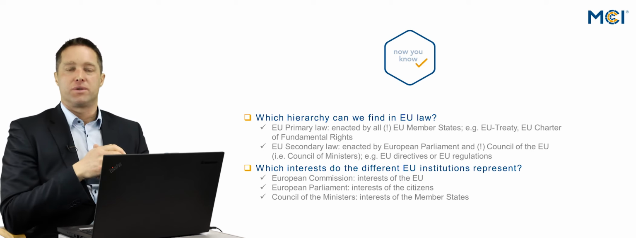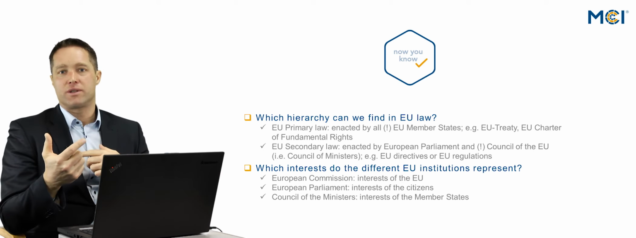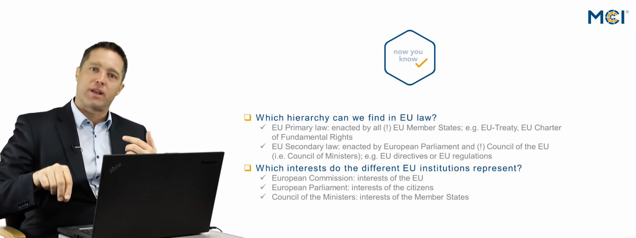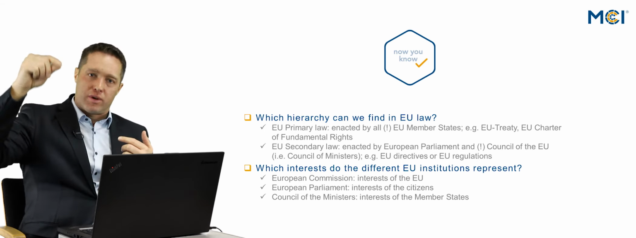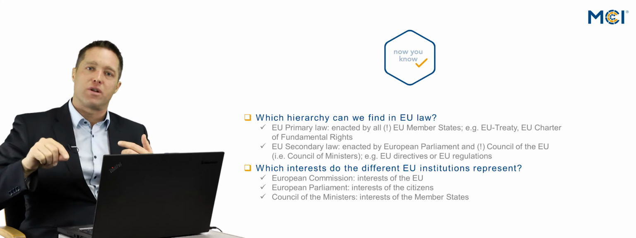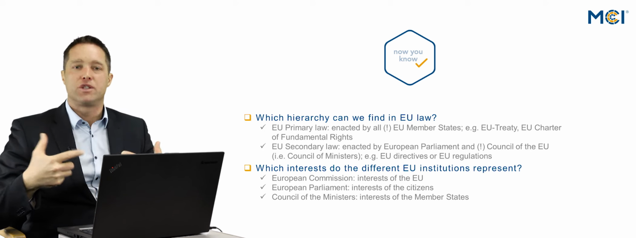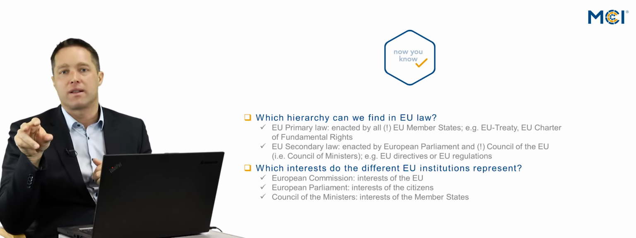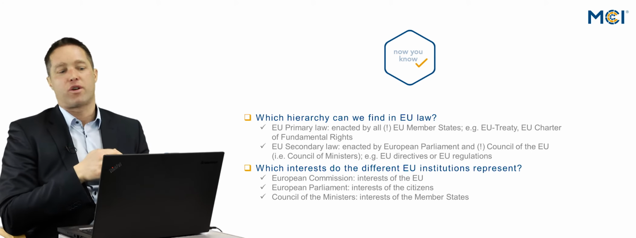Below we find EU secondary law, EU regulations, and EU directives. Regulations are directly applicable in member states. Directives, as we have seen, need to be implemented into national law. So member states need to get active so that the content is directly binding or applicable on citizens and companies.